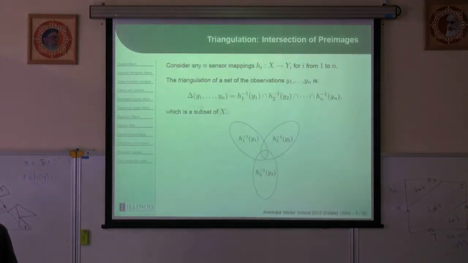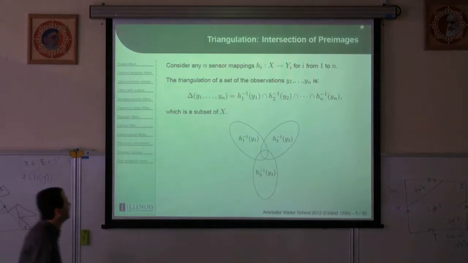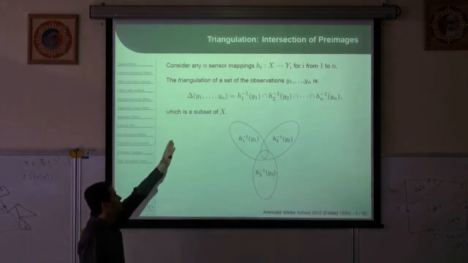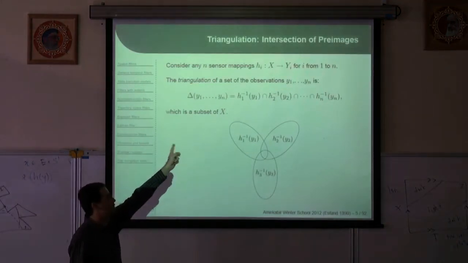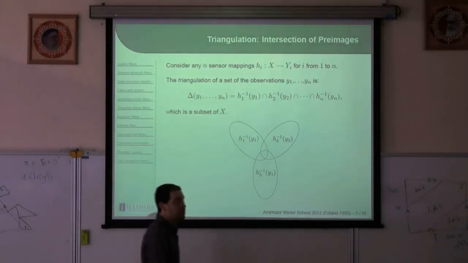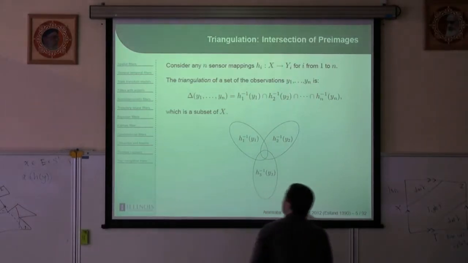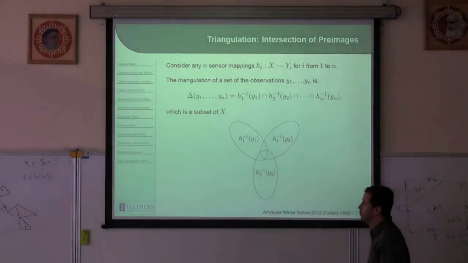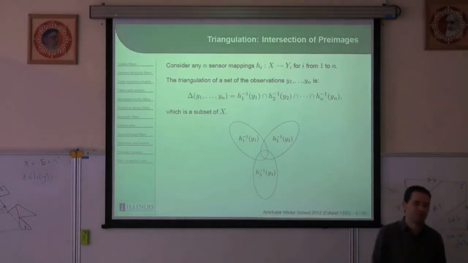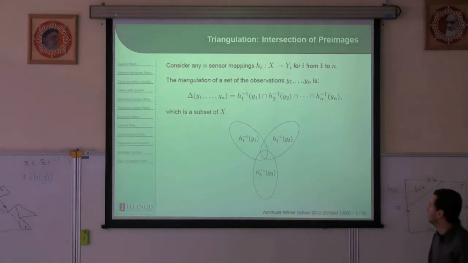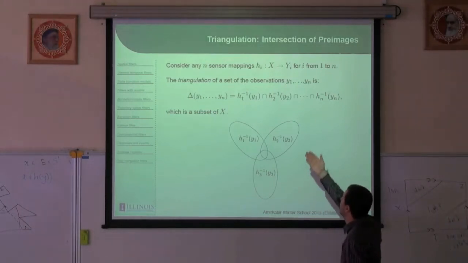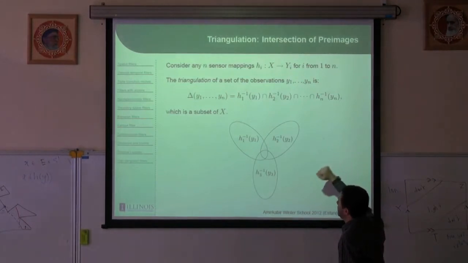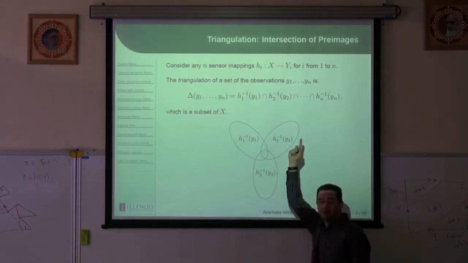Here's the idea. I take any n sensor mapping. So I have n sensors here, that's why I call them h sub i. They go from h1 to hn. And I'm going to define a notion of triangulation. And I'm going to do it in terms of preimages, so in terms of the slices of bread from those sensors. I do the following. I say the triangulation of a set of observations is just the intersection of their preimages.